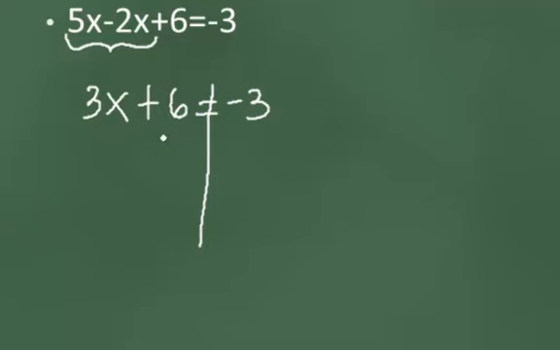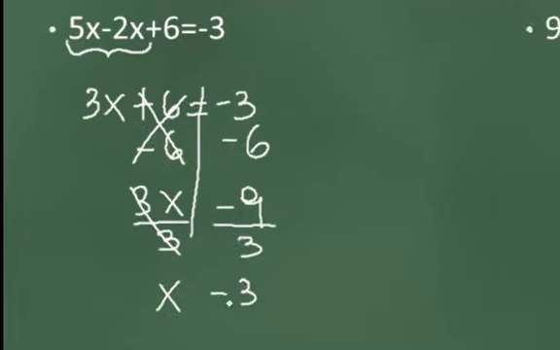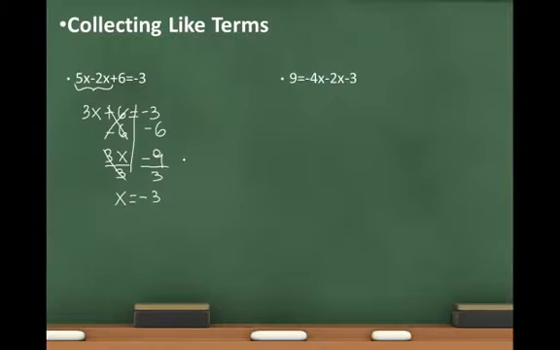So to move the +6, you're going to subtract the 6 on both sides. 6 minus 6 is 0. You're left with a 3x, and -3 minus 6 is just -9. Again, remember we just did it. You're going to divide by 3 on both sides, and you're left with x equals -9 divided by 3 is just a -3. So that would be your answer.